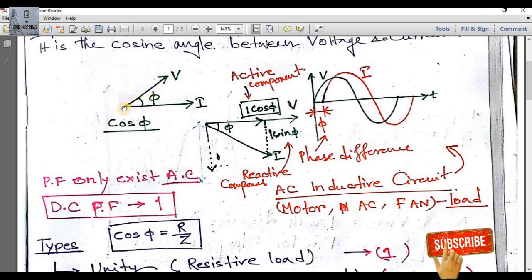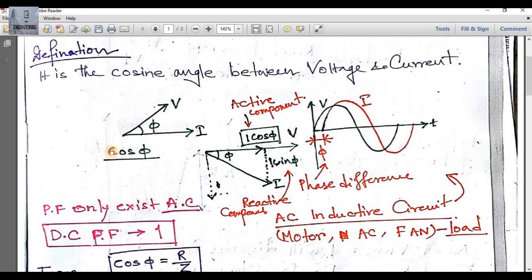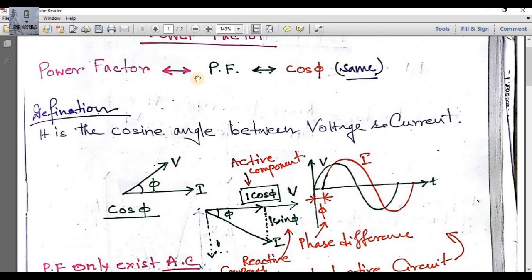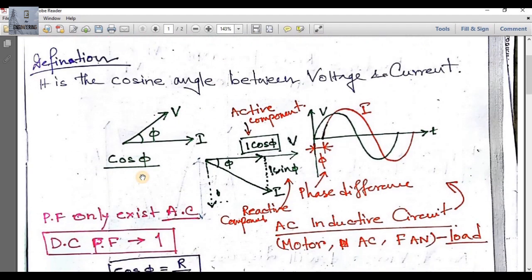Here this is the voltage and this is the current. Here you can see the current lagging the voltage by phi angle. This is the phi angle and this is the phase difference. If we take the cosine of the angle between voltage and current, that is cos phi, and it is the PF. So clearly you can see that it is the cosine of the angle between voltage and current.